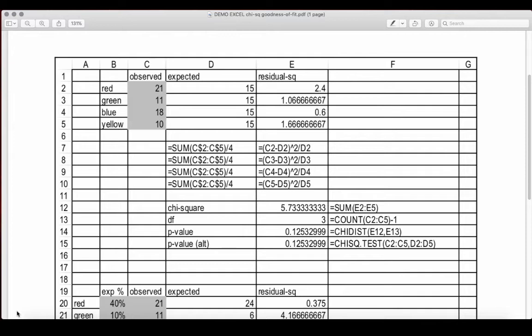So let's look at the data. The data is summarized in columns B and C. Technically, this is an FDT, a frequency distribution table. We have that 21 babies focused primarily on the red patch on the ceiling, 11 focused on the green patch, 18 focused on the blue patch, and 10 focused on the yellow patch. If you add this up, you get a total of 60 babies.